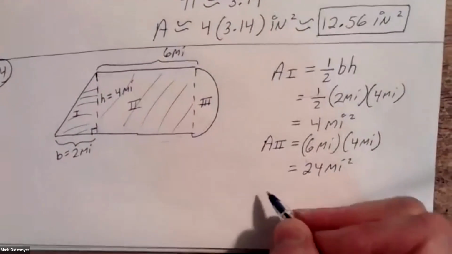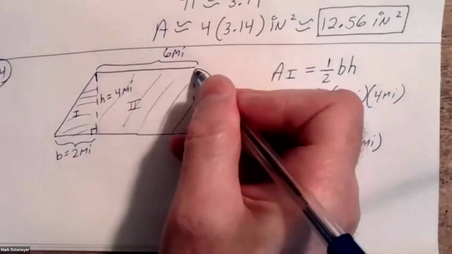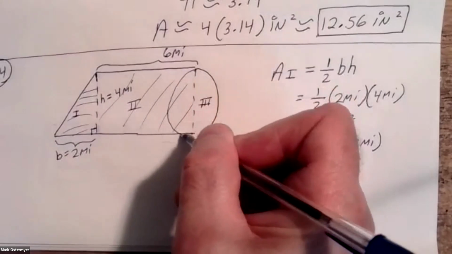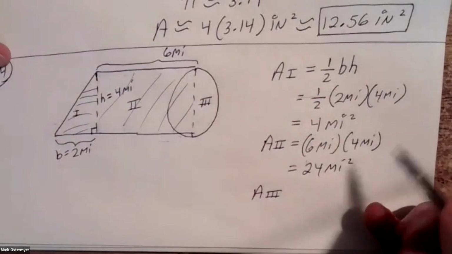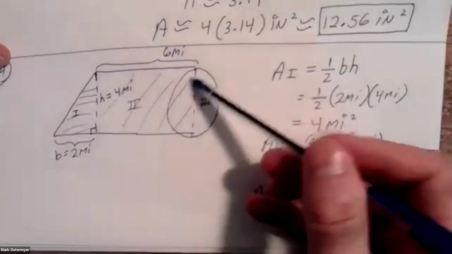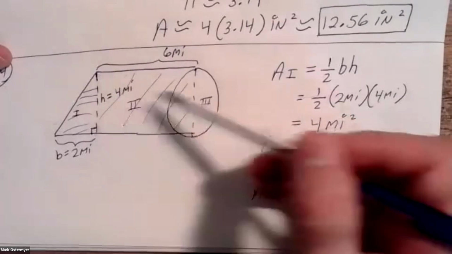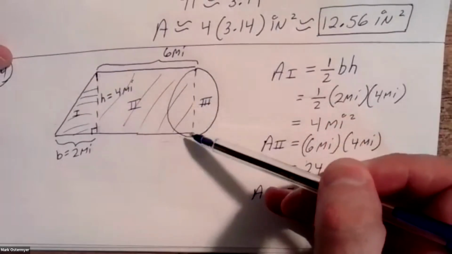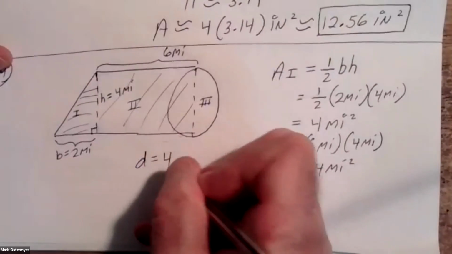Finally, we got to find the area of this semicircle. If this was a complete circle, ladies and gentlemen, what would be the diameter of this circle? Can we read off the diameter of this circle here to here? It'll be 4, because here to here is 4, right? 4 miles here, 4 miles here. So we know the diameter of our circle is 4 miles.